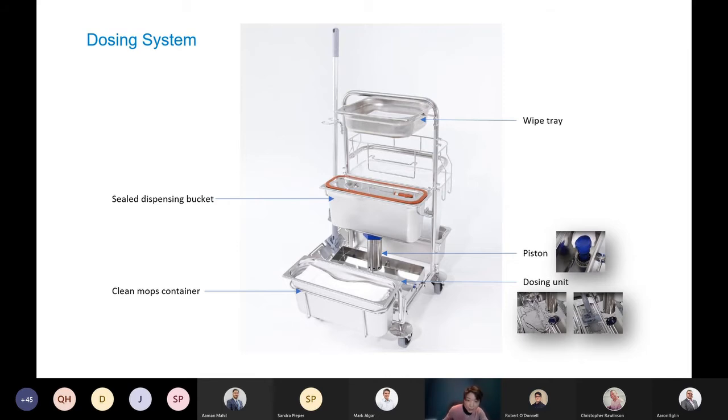And then you see a unit that's called the piston that looks like this, a tubular design. The piston is the key for this system. The piston regulates the amount of liquid being dispensed from the dispensing bucket to the dosing unit. Okay. And then you have this container at the front of the cart. This container is to house all the clean mops. Okay. So with that, I'm going to switch to a video, and then we're going to switch back to this PowerPoint. Okay, just bear with me.